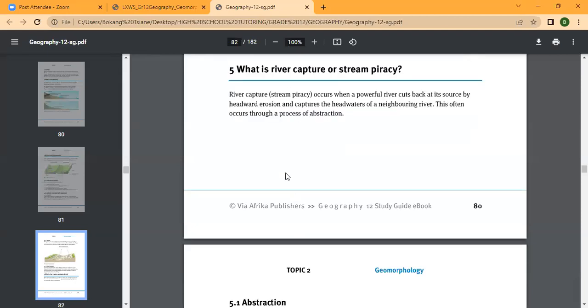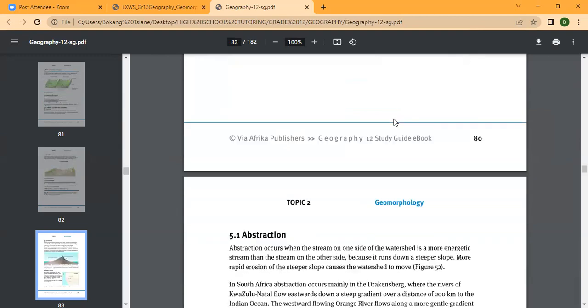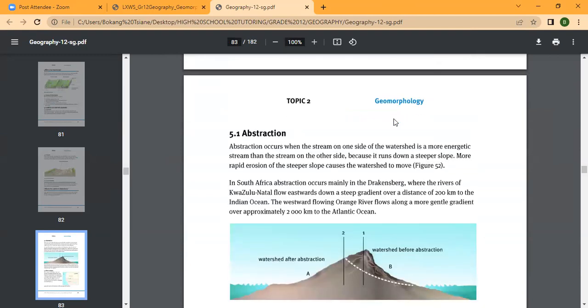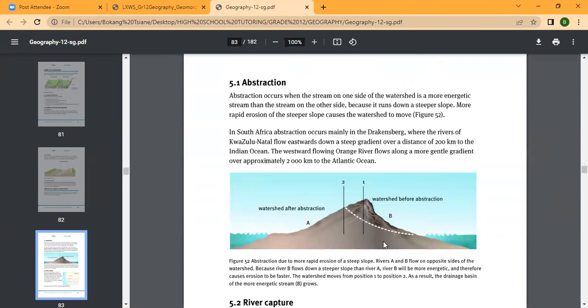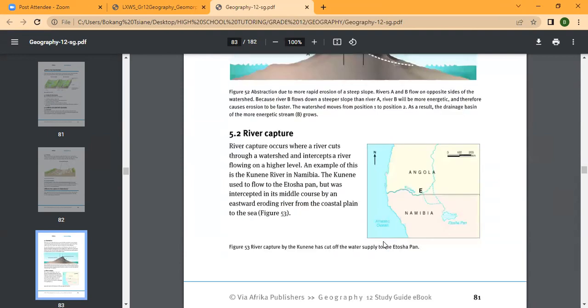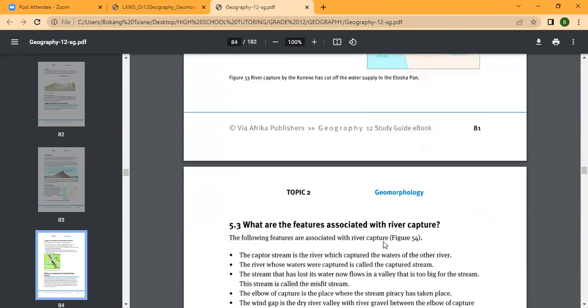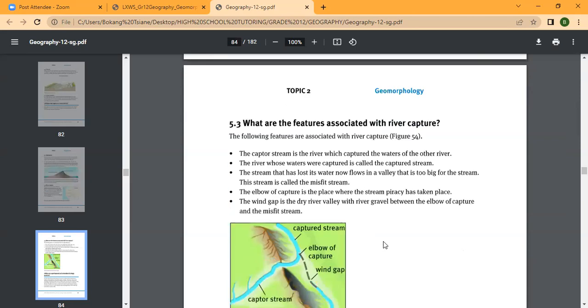So this is defined: river capture, or stream piracy, we can say it occurs when a powerful river cuts back at its source by headward erosion and captures the headwaters of a neighboring river. And then the processes that occur during river capture, we have abstraction, because we have two rivers on either side of the mountain, and then the other one is captured. We have abstraction, we have river capture as a process, and then we also have features that are associated with river capture.